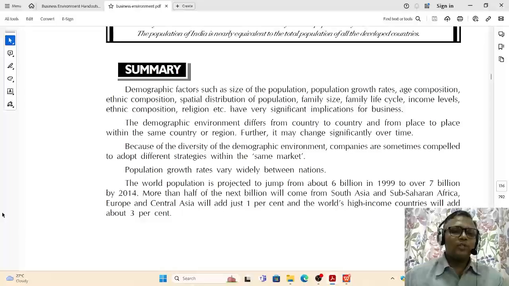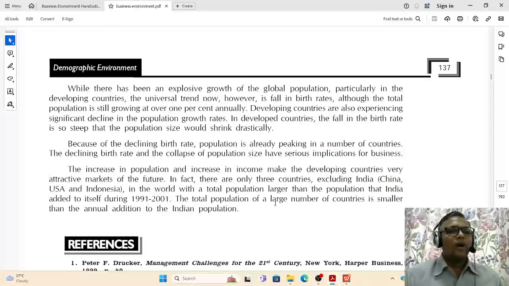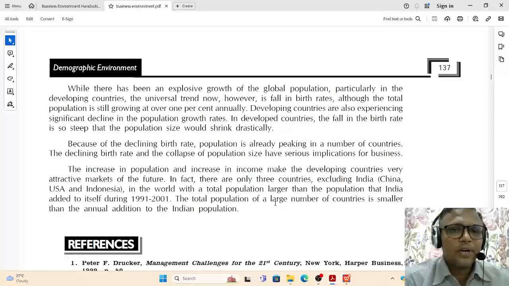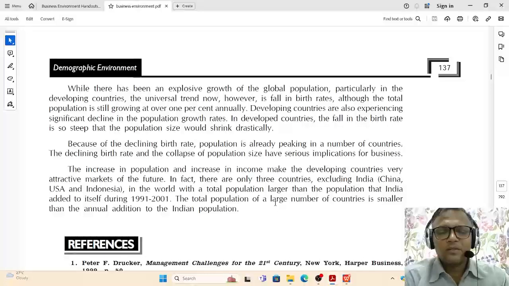Thus, the world population is projected to jump from about 6 billion in 1999 to over 7 billion in 2014. More than half of the next billion will come from South Asia and Sub-Saharan Africa, while Central Asia will add just 1%, and the world's high-income countries will add about 3%. While there has been explosive growth of the global population, particularly in the developing countries, the universal trend now, however, is a fall in the birth rates.